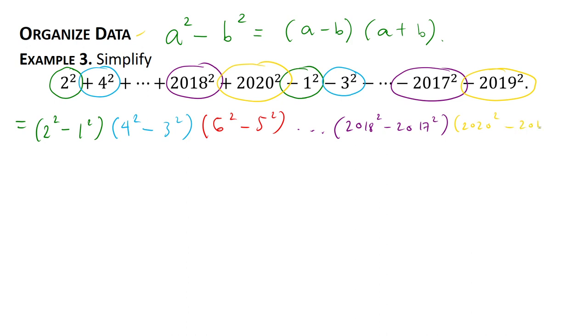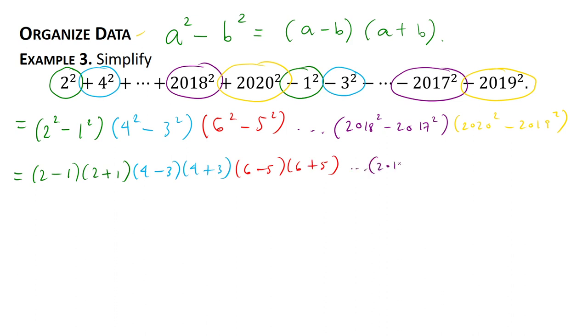Sige. Now we factor. Gagamitin natin itong property sa taas. So, dito ay a squared minus b squared. Yan ay tig isang piraso. Pero isang minus, isang plus. Dito naman sa blue, ganun din. Tig isang piraso for 3. Isang minus, isang plus. 6, 5, minus, plus. And so on until 2018, 2017. Isang minus, isang plus. And lastly, 2020, 2019. Minus, plus. Okay. Ano na yung magandang gawin?